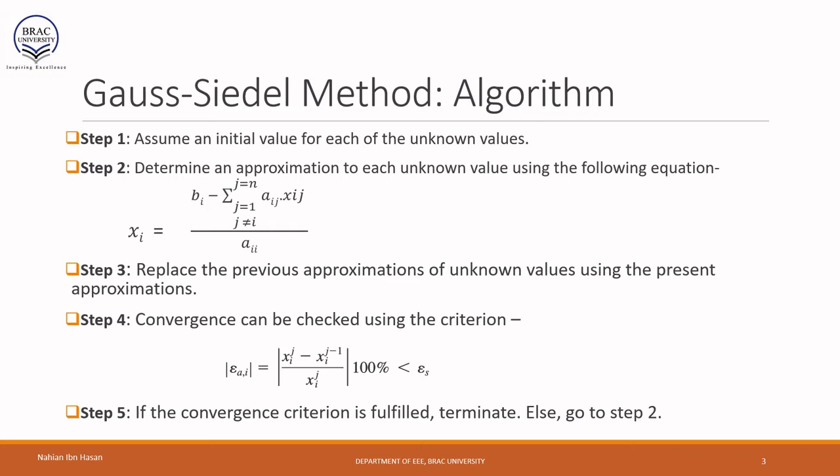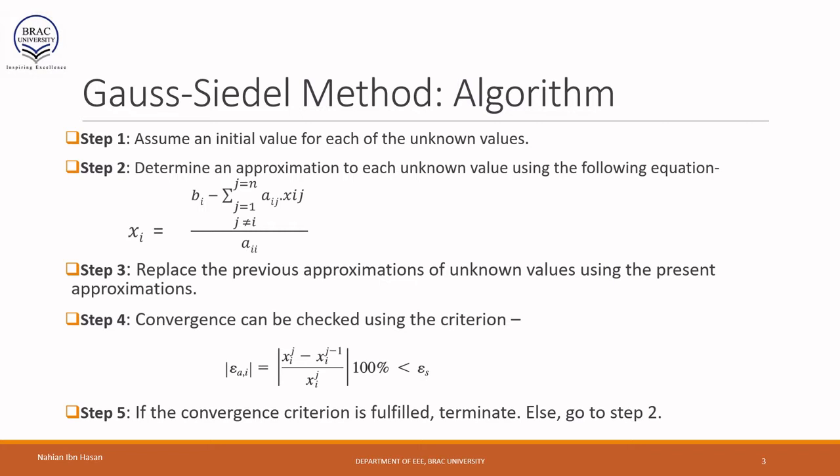The algorithm is very straightforward. The Gauss-Seidel algorithm states that you need to have an initial value for each of the unknown values. Remember, in Gauss-Jordan elimination or Gaussian methods, we did not need any initial values. But in the Gauss-Seidel method, we need at least an initial value for each of the unknown variables. Remember, for each of the unknown variables, we need an initial value.